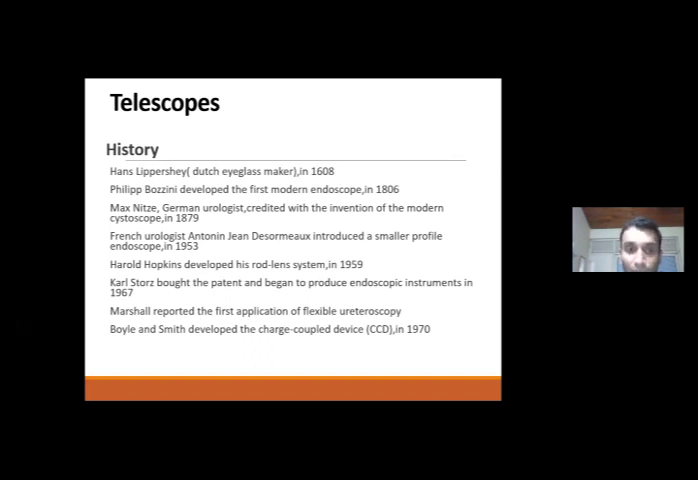From this one, they started therapeutic use as well. Then Harold Hopkins developed his lens system in 1959. Then Karl Storz bought the patent and began to produce endoscopic instruments in 1967. Then Marshall reported the first application of flexible ureteroscopy. Then Boyle and Smith developed the charge coupled device in 1970. From then on, digital endoscopes developed.